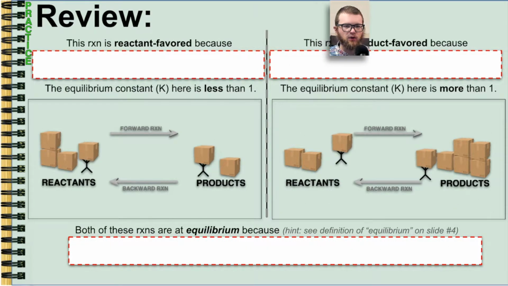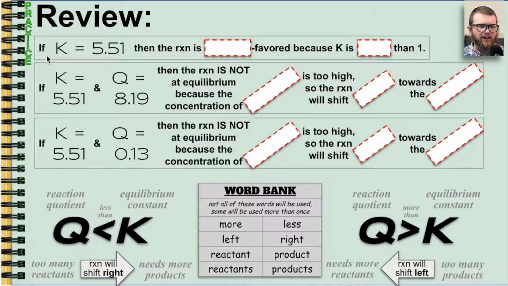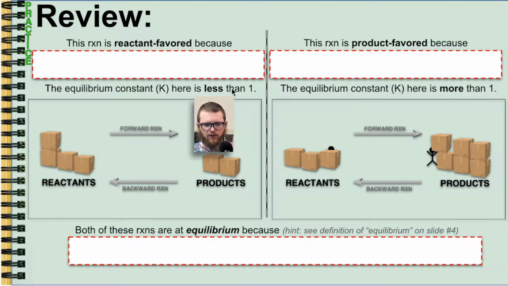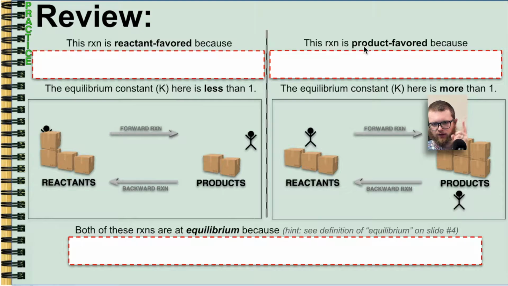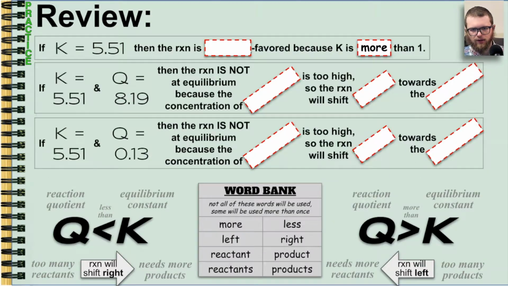All right, moving on to slide number 7. If K, our equilibrium constant, is equal to 5.51, then the reaction is blank favored because K is, well, more than 1, or less than 1. So K is equal to 5.51, so K is more than 1. Based on the notes from the previous slide, does that mean that it's reactant favored, or does that mean that it's product favored? Hint, hint.